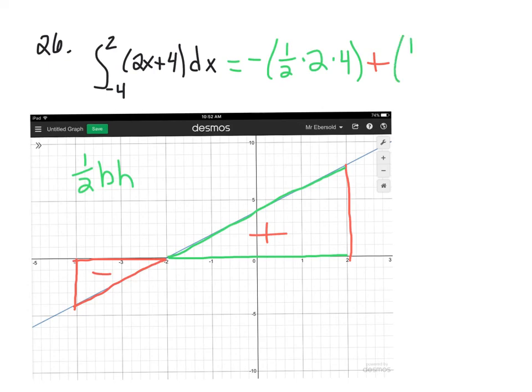So then we're going to add a 1/2. A base in this case, we're going from -2, so 1, 2, 3, 4, a base of 4. And then we're going to multiply it by the height, and we can find the height the same way. We're down here at 2, so we can plug in 2 here. So 2 times 2 is 4, plus 4 is 8. All right, so then we have a -4 from the first triangle, plus 16. So the net area from -4 to 2 is 12.